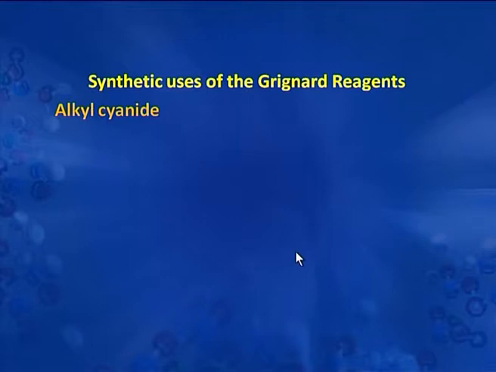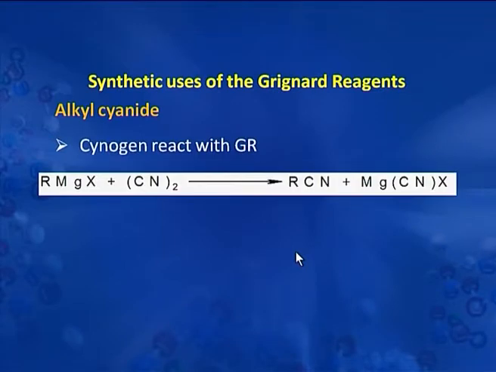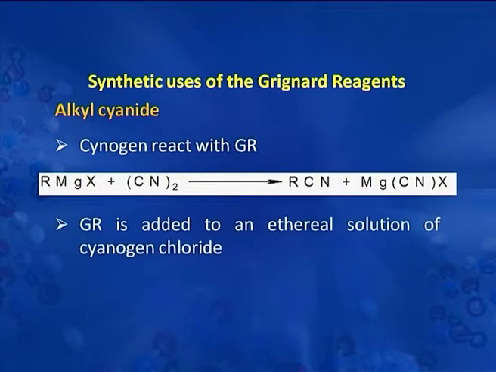Similarly, alkyl cyanide can be prepared. Cyanogen reacts with Grignard reagent to give alkyl cyanide. Grignard reagent is added to an ethereal solution of cyanogen chloride.